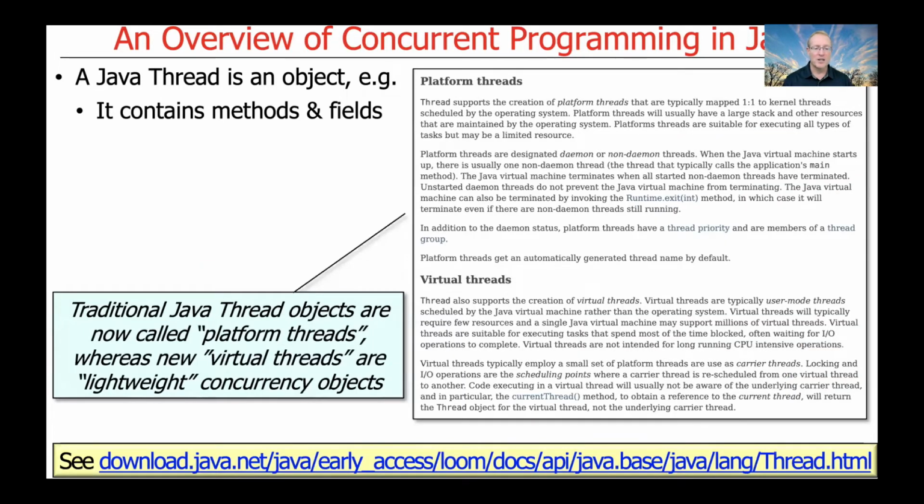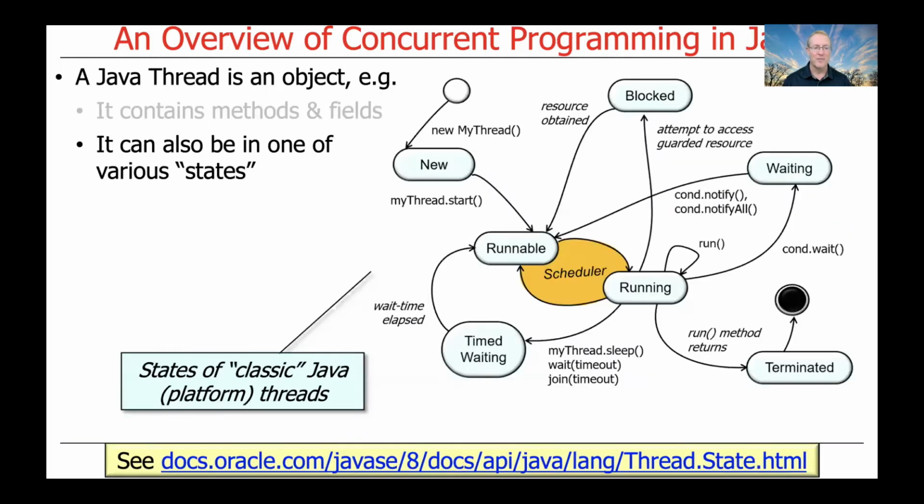Traditional Java threads are now called platform threads in Project Loom, whereas the new so-called virtual threads are lightweight concurrency objects. And we'll talk a little bit now about how those compare and contrast. You can take a look at the link at the bottom of the slide to learn more about the difference between platform threads and virtual threads. And we'll cover these in more detail as we get further along.